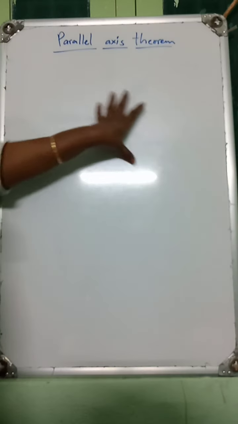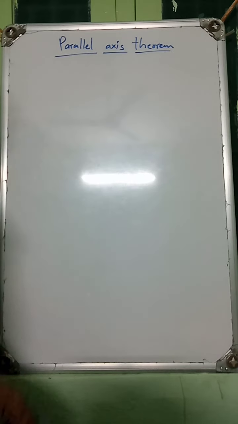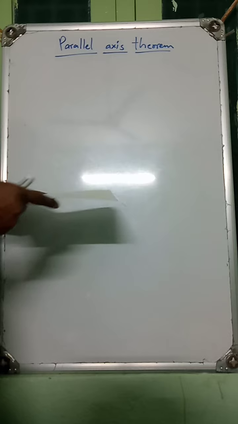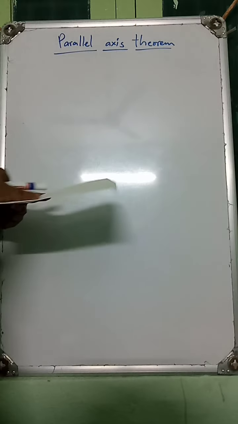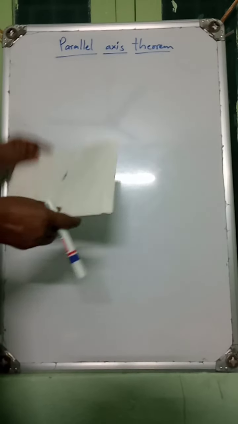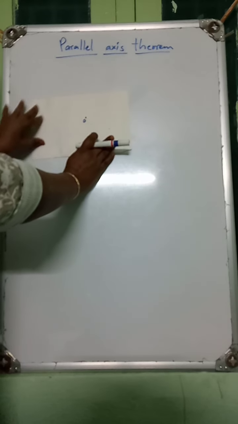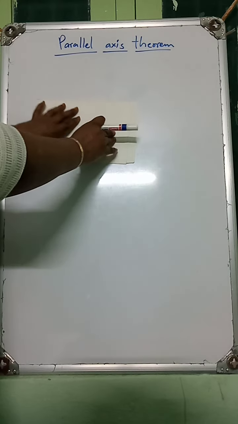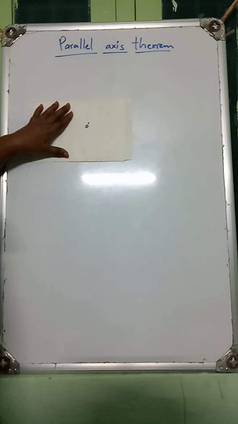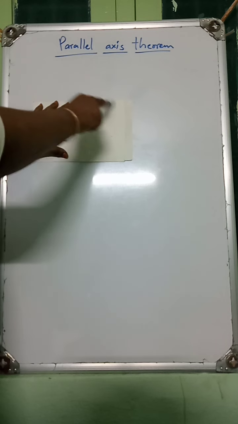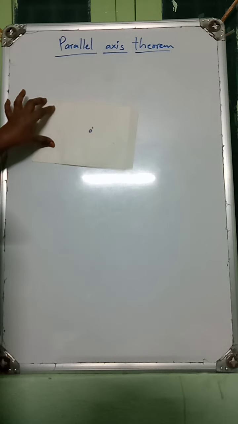Lamina means all the masses are lying in the same plane. If you take this paper, each and every particle lies in the same plane. All these particles are lying in the xy plane. Let us imagine our board is in the xy plane. So all masses of this object lie in the xy plane only.